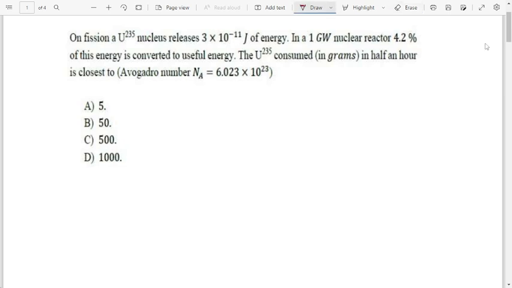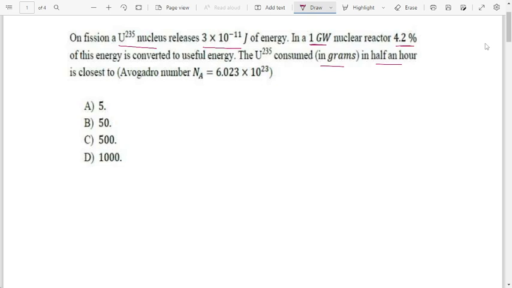So basically, in this uranium-235 nucleus on fission produces 3 into 10 to the power minus 11 joules of energy. We have to find the amount of uranium-235 in grams that would have been consumed in half an hour in a reactor which has a power of 1 gigawatt and only efficiency of 4.2%.